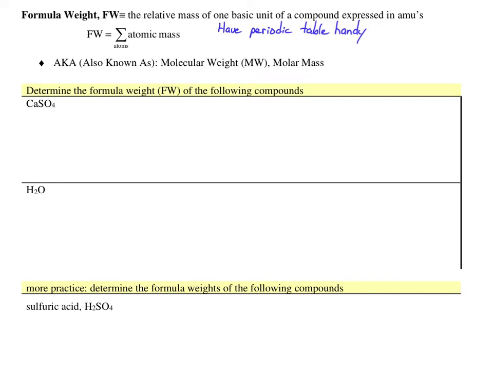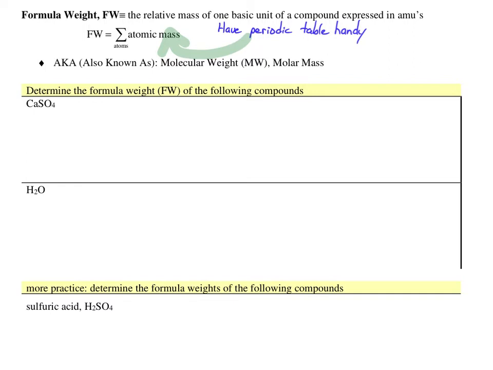We're going to determine the formula weight of a number of compounds, which is done simply by adding up the atomic mass of every atom involved in one unit of that compound. You want to make sure that you have your periodic table handy, because that's where we get those atomic mass values.